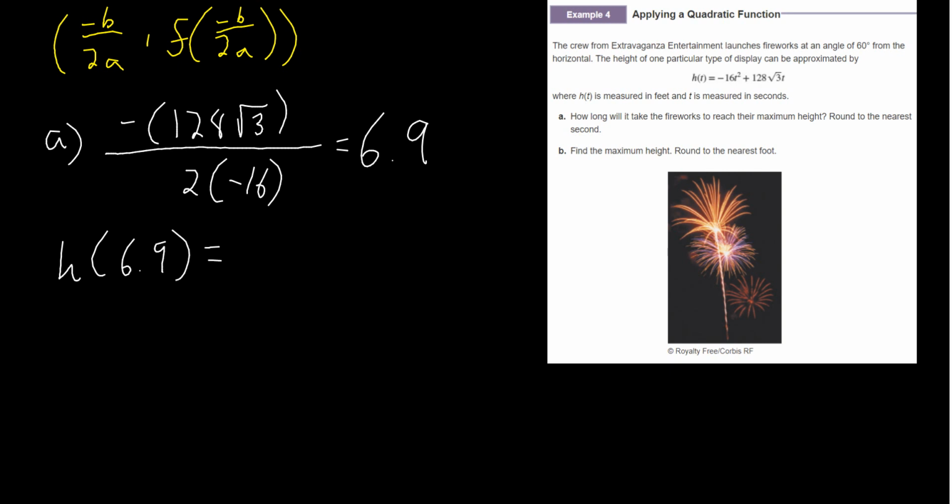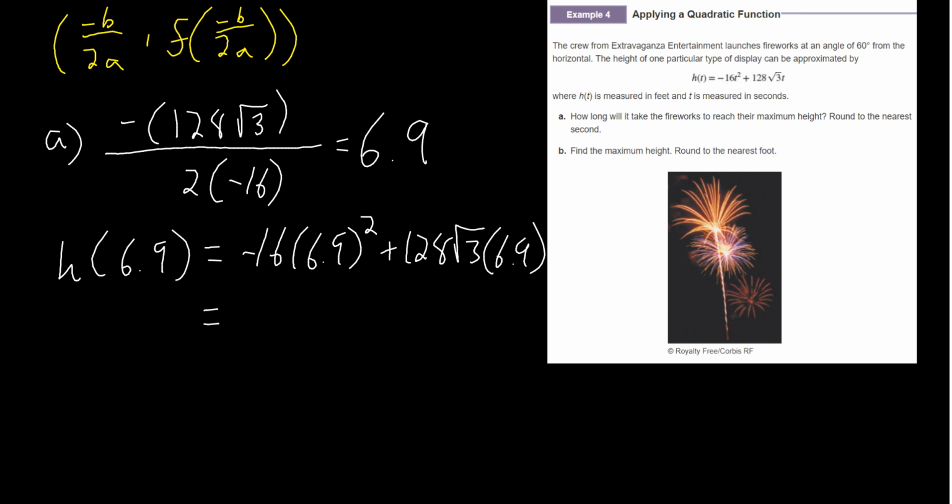No big deal. So that's equal to negative 16 times 6.9 squared plus 128 square root of 3 times 6.9. Okay, so as ridiculous as that looks, let's put that into the calculator. Okay, so 768. So 768.